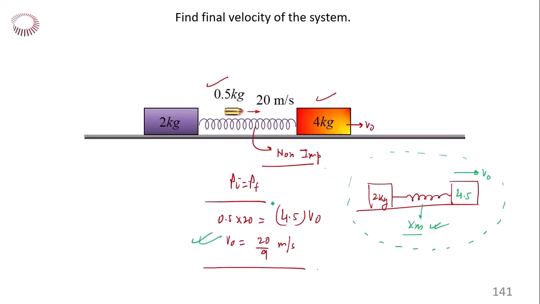The velocity should be equal to 20 by 9. Now keep in mind that in this situation where the blocks are connected to the spring, the force is not impulsive in nature. So that's why you can apply conservation of momentum directly.